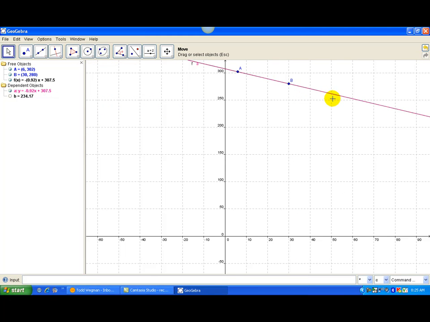Okay, and that's using GeoGebra, and again, it's a tremendous, very powerful program that's actually available for free. It's a free download. Go to geogebra.org.